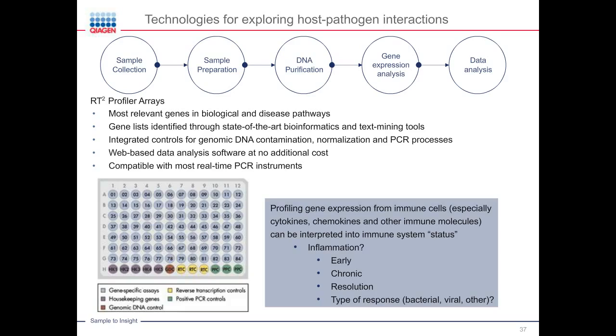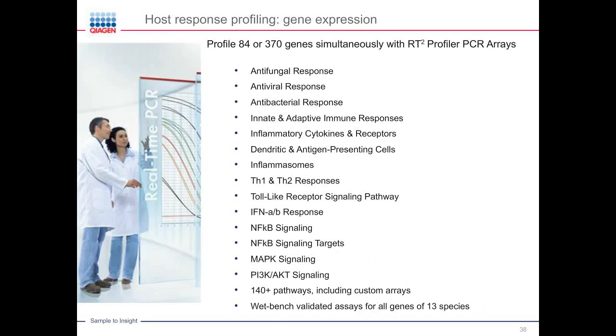And you can answer many questions regarding inflammation. Let's say the questions that we'll answer here are: which genes are activated early in an infection or inflammation, which genes are activated in the chronic infection, and what happens after the disease is resolved? What are the changes happening in the overall gene expression pattern? And as I said, about 370 genes can be analyzed simultaneously in all these different responses. For example, if you're trying to look at antifungal response, you can look at 370 genes if you want, or you can design your own arrays.